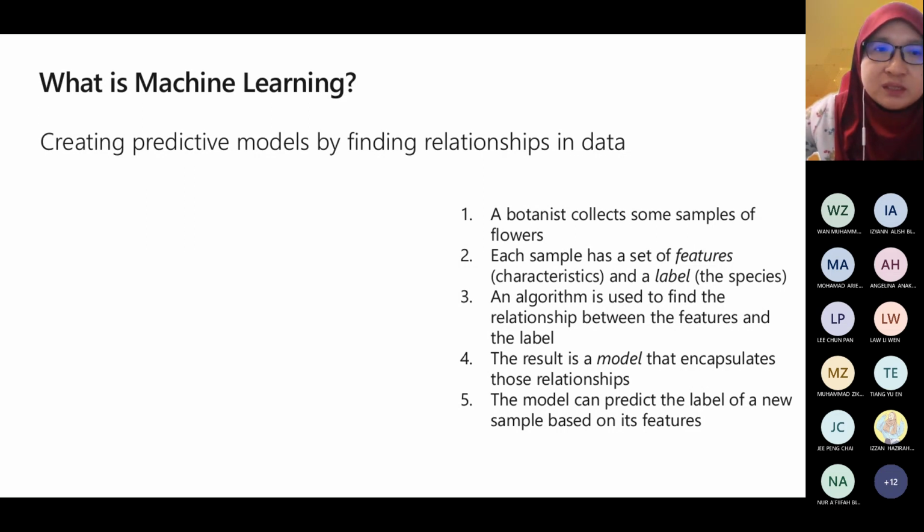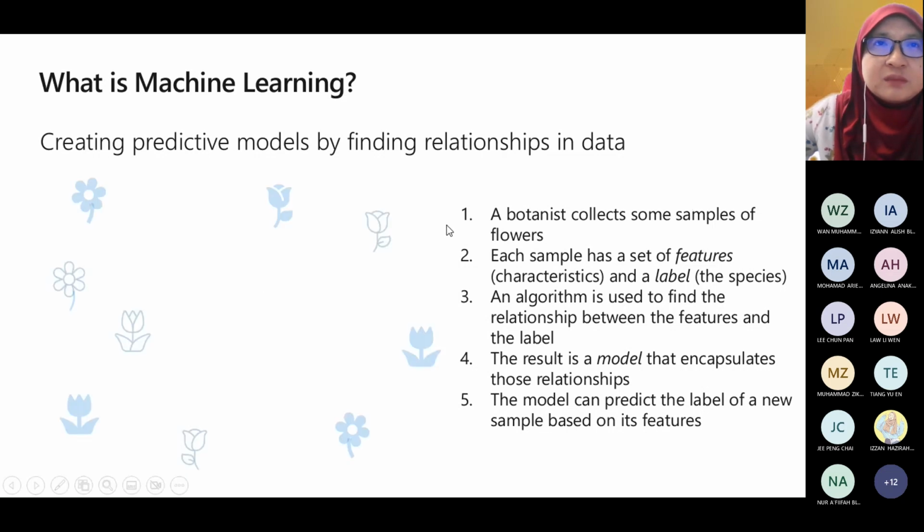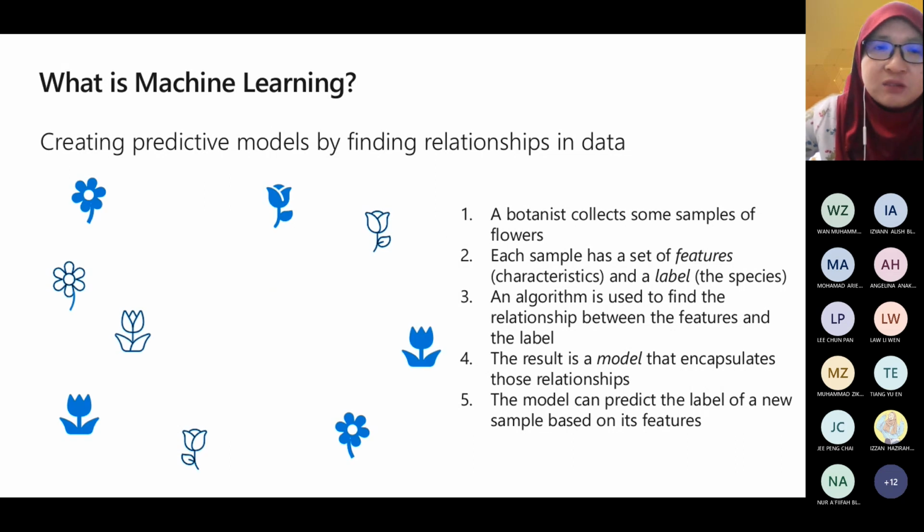So here, okay, let's say you can create a predictive model based on the relationship of the data. Okay, so let us look at this example. Okay, so a botanist collects some samples of flowers. Okay, so these are the collection of flowers.